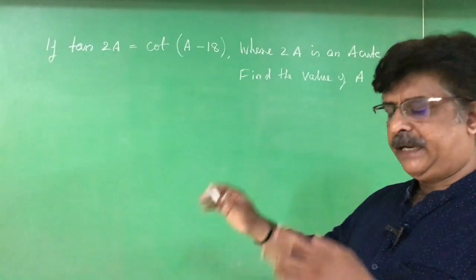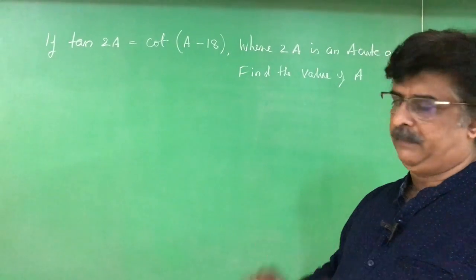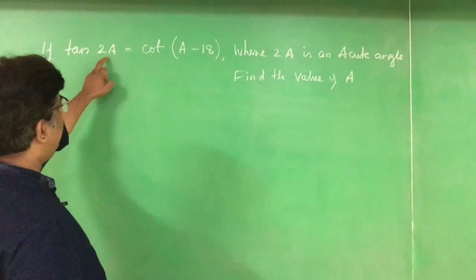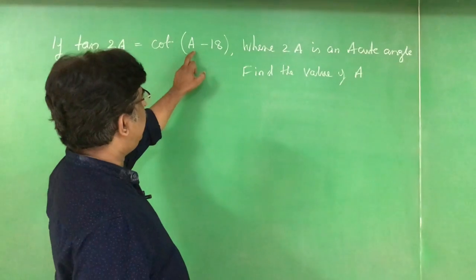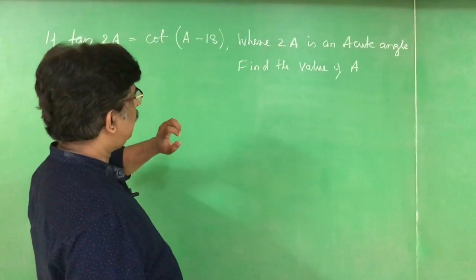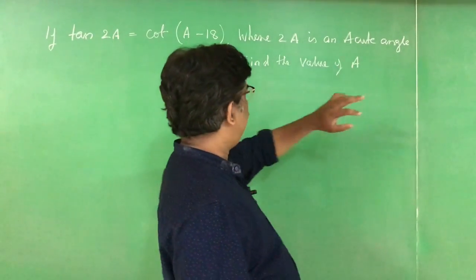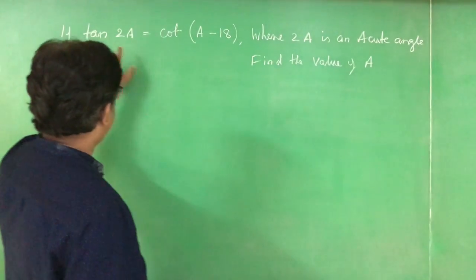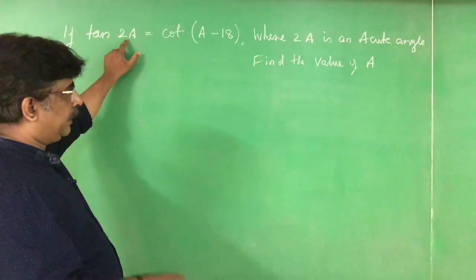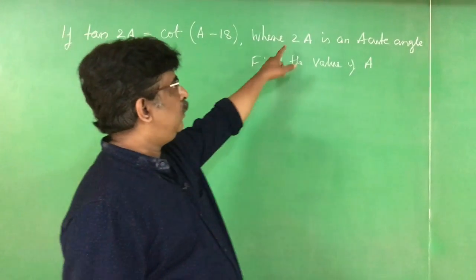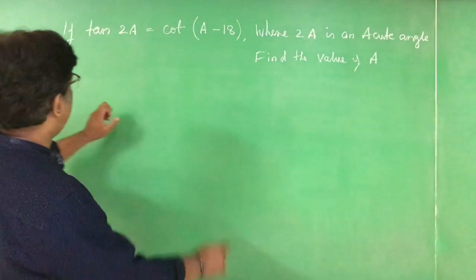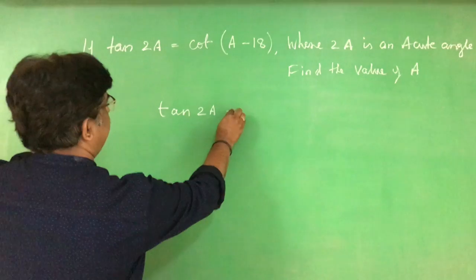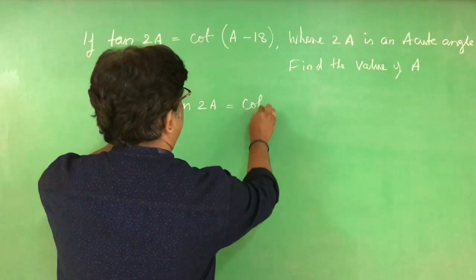This problem already came in the public examination. Important problem it is. What is given is, if tan 2a is equal to cot of a minus 18, where 2a is an acute angle, find the value of a. 2a is an acute angle. This is always, the theta should be acute. To represent that, they have mentioned 2a is an acute angle. Now, use your brain. Simple it is. Because some of the things you have to guess.